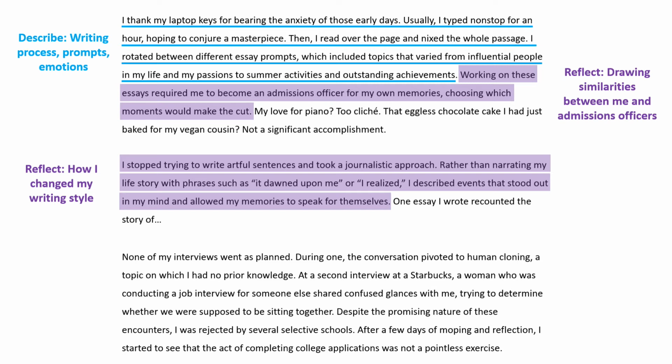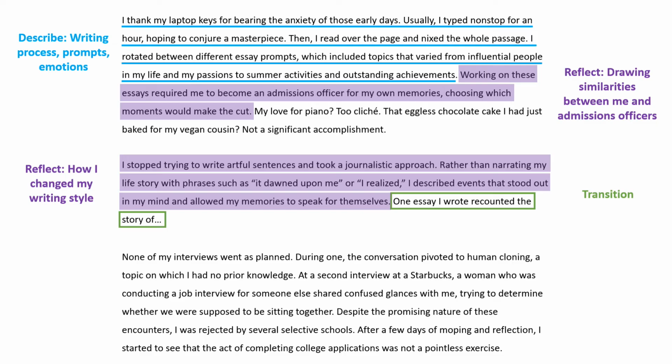I reflect even more in this highlighted section by describing how I changed my writing style. Because admissions officers are people who are likely captivated by a good, fast-paced story, I started to write my essays with that in mind. For instance, I stopped writing phrases such as "it dawned upon me" or "I realized," because those phrases tend to remind people that they are reading a story rather than allowing them to experience the narrative vicariously. The next sentence provides a transition into a specific story or anecdote, which I have not included in this excerpt.